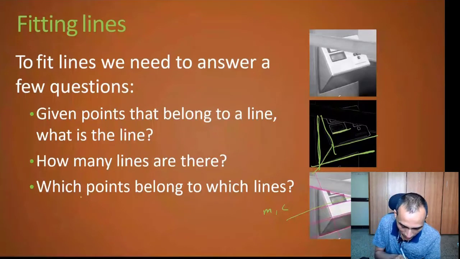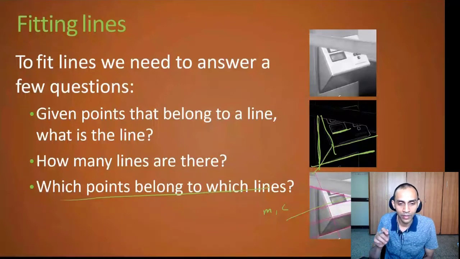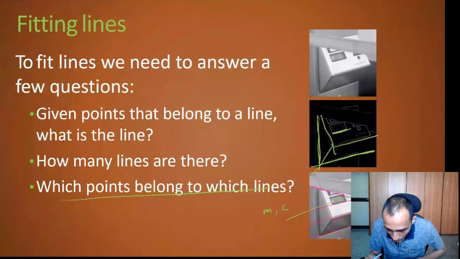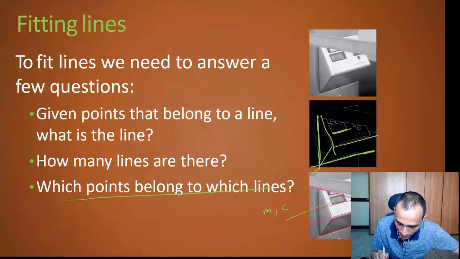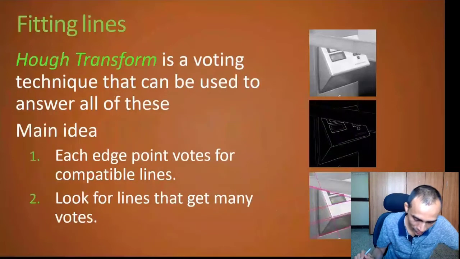Then we could also keep track of which points belong to which lines, because while voting we can have some additional metadata: which point, which edge location or x comma y location, actually cast a vote for that particular line. So once that line is selected, we'll just go back and find out which points actually voted for it and draw a line only passing through them. That way we will be able to not only fit multiple lines but also determine which points belong to that line and so on.